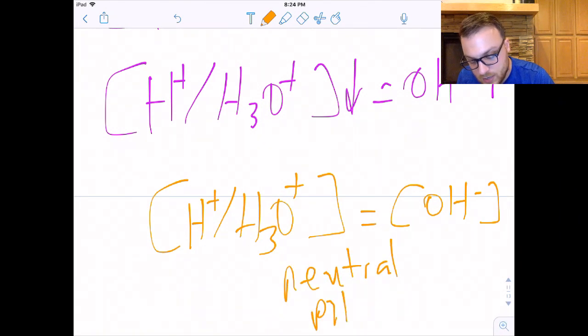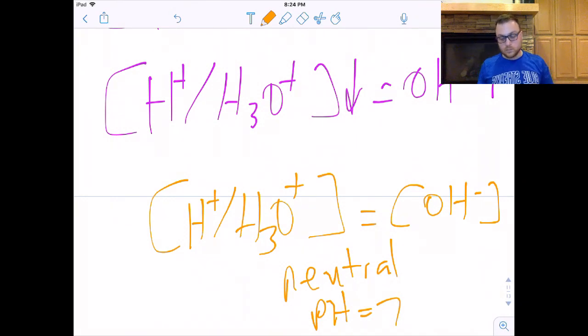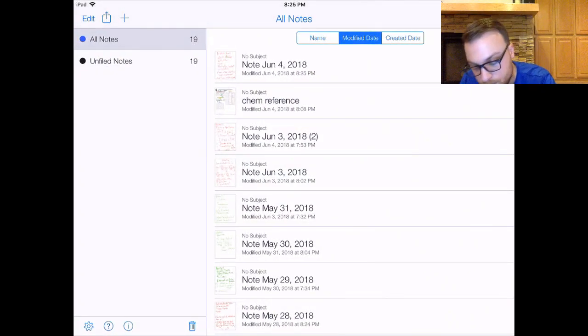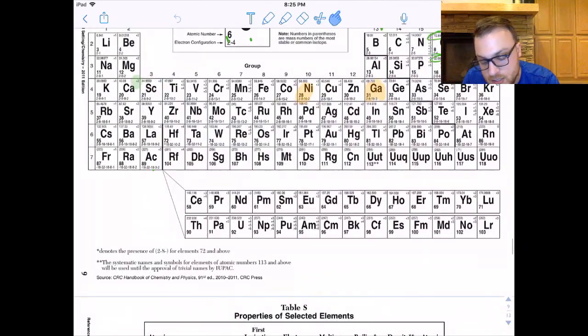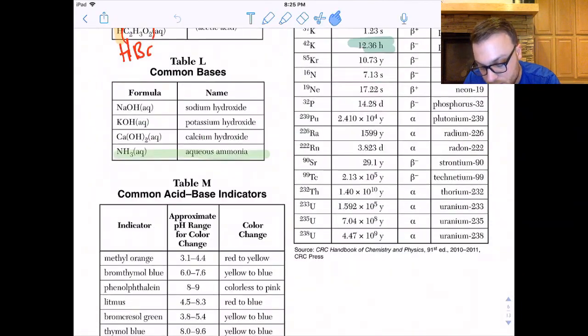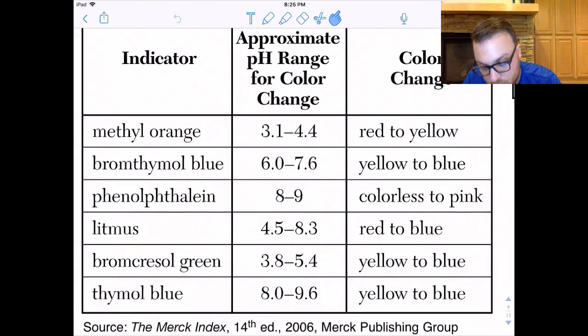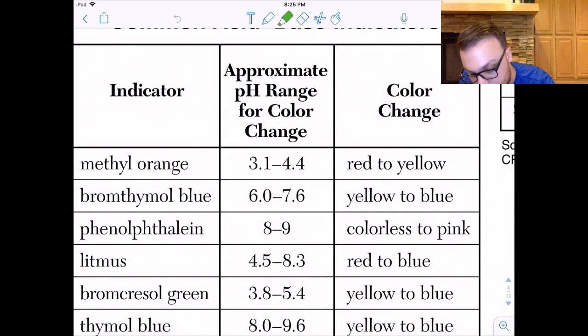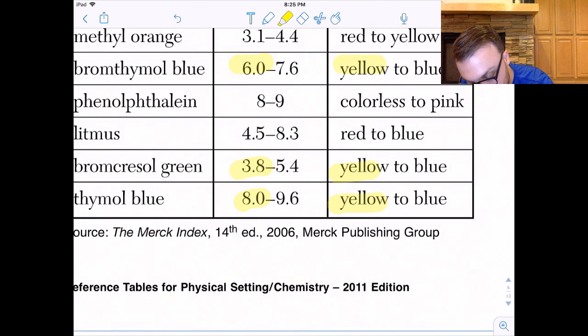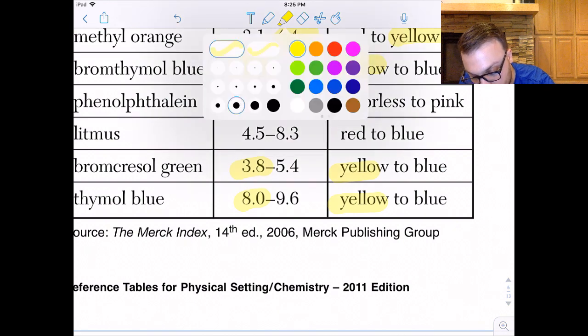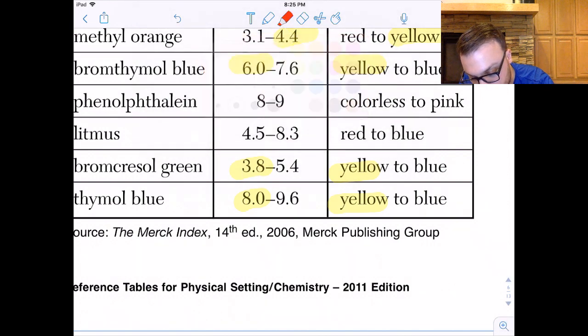Okay, I'm just going to go over really quick how to read Table M, which is your indicator table. It's an easy table, but how do you read it? So, methyl orange, all of these going down. I'm going to highlight them the appropriate color. I'm going to do yellow first, because most of these are yellow. Alright, then I'm going to do red. Pink. And blue.